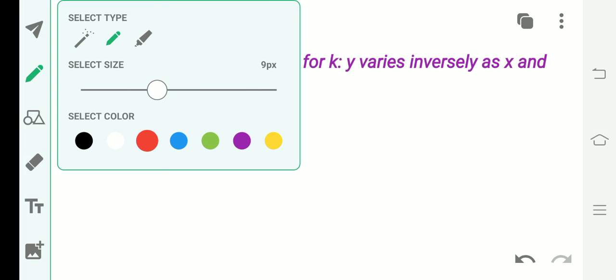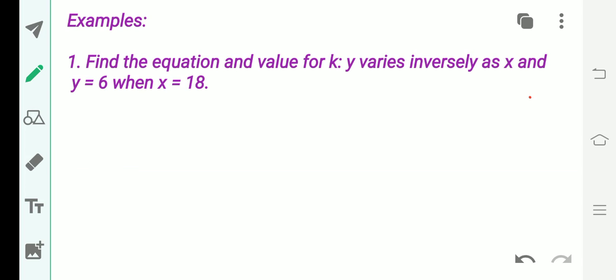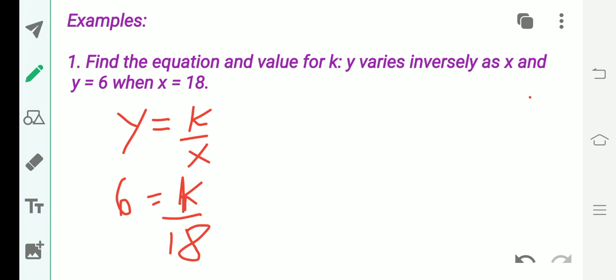So una, gagawin natin is we're going to look for the equation and we're going to look for the value of your K. So, y varies inversely as x. So, ang gagawin natin, translate this. That will be y is equal to k over x. Kasi nga, sabi niya, y varies inversely as x. Now, substitute natin yung value ng y, which is 6, at yung value naman ng x natin, which is 18. So, k over 18.